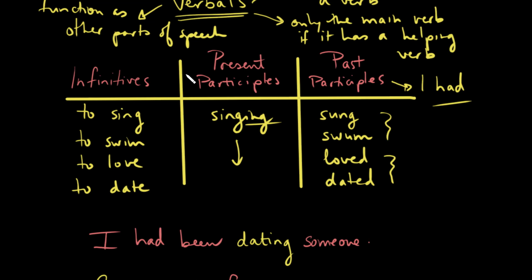So those are our 3 major groups of verbals, but there's one more thing I need to mention before we get into the specifics. When a present participle acts like a noun, then it has a particular name. It's called a gerund.